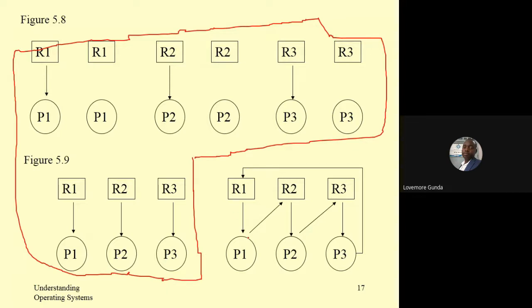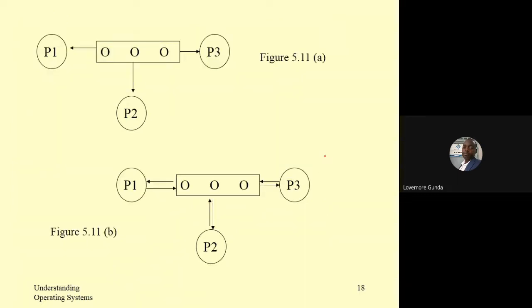But when process number 1 requests resource number 2, which has been allocated to process number 2, which is also requesting resource number 3, which has been allocated to process number 3, which is also requesting resource number 1. This becomes a deadlock, right? That becomes a deadlock.